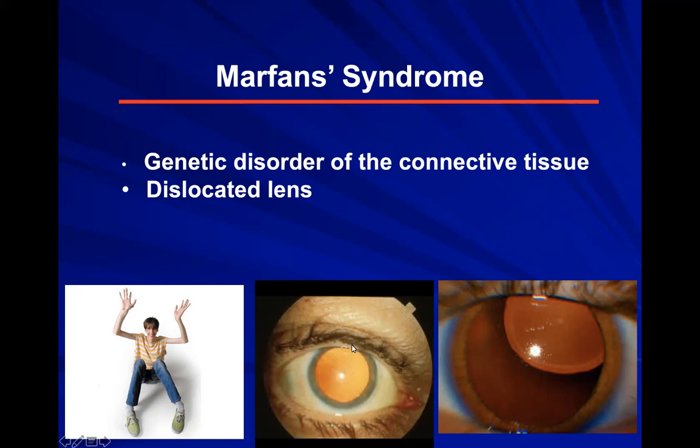And unfortunately, this lens was totally dislocated into the vitreous. Which of the American presidents had Marfan syndrome? And they might even think he had all the presentations of it. It was Abraham Lincoln, and he had actually Marfan syndrome.